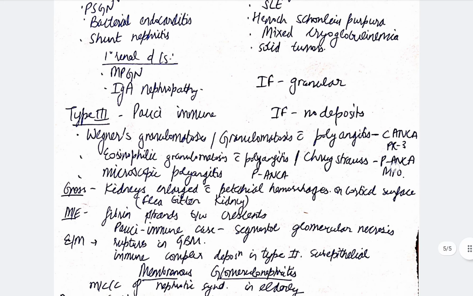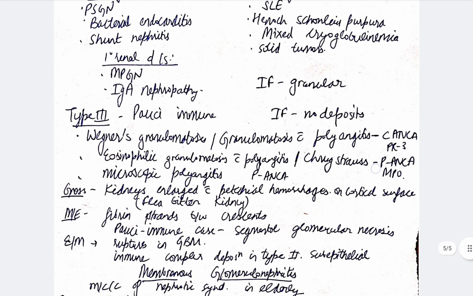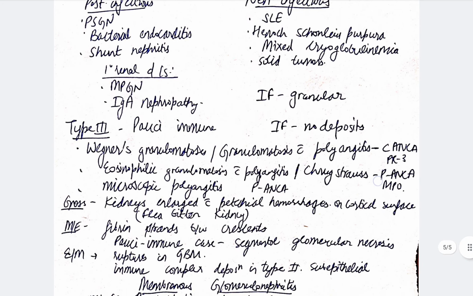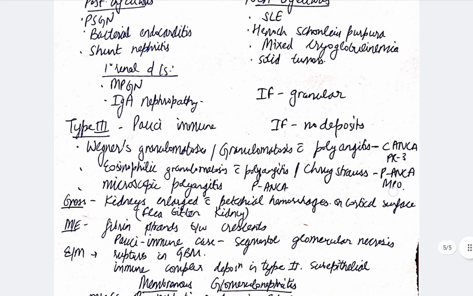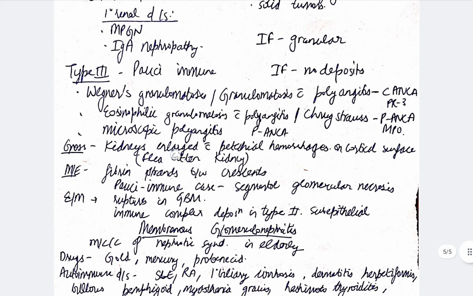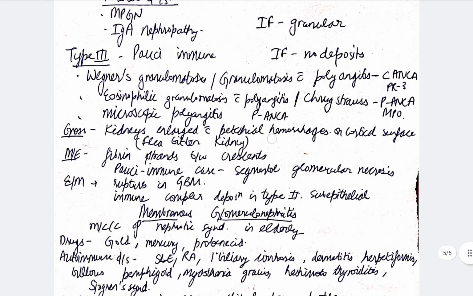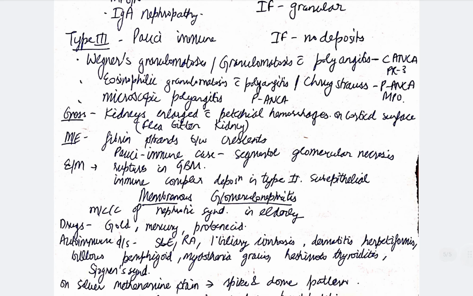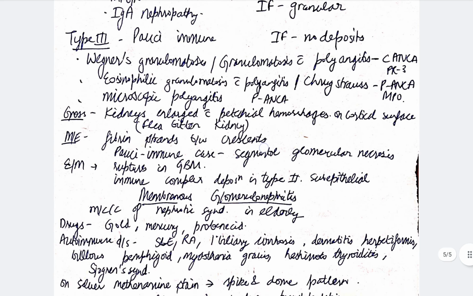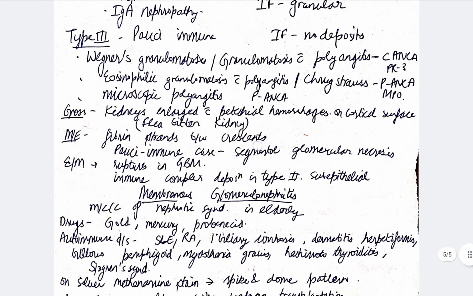And p-ANCA, what we need to remember, is not related to proteinase. P for P is not there. If p-ANCA is there, then there is MPO. In rapidly progressive disease, grossly enlarged kidneys with petechial hemorrhages will be present, also known as flea-bitten kidney. And fibrin strands between the crescents. On microscopic examination, fibrin strands and crescents will be there.